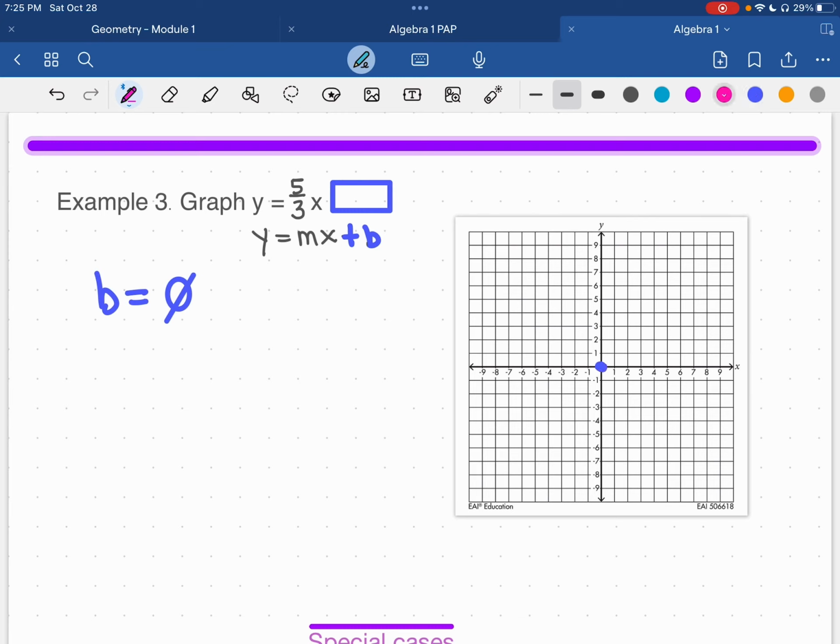Now I'm going to show myself how to move. And remember, that's your slope. So 5/3. It is positive, so we're going to go up 5. 1, 2, 3, 4, 5. And then we're going to go 3 to the right. 1, 2, 3. There's our point. And we're going to connect them together.